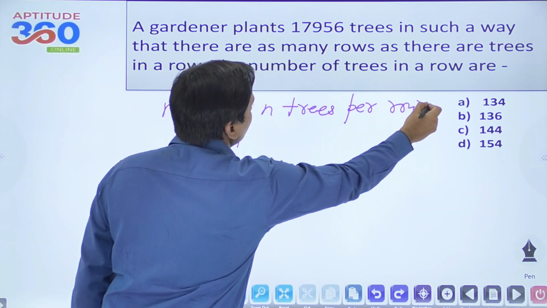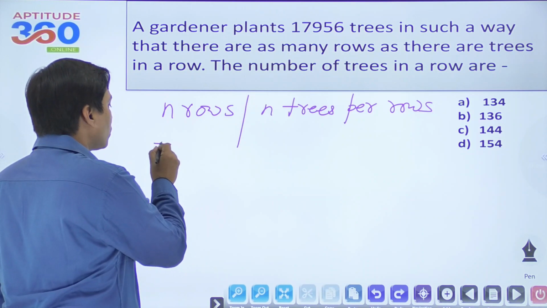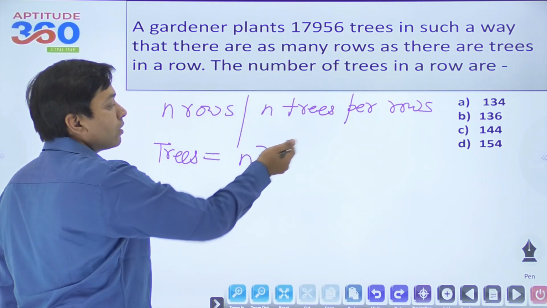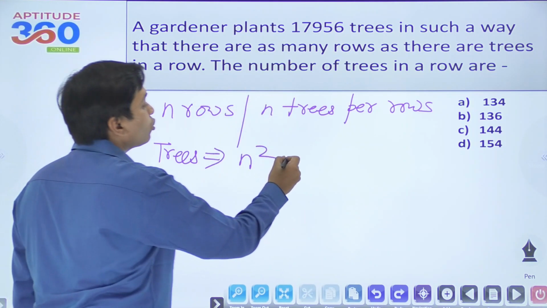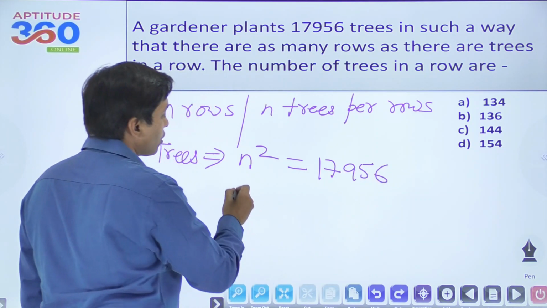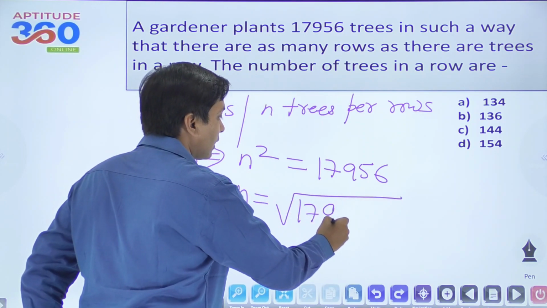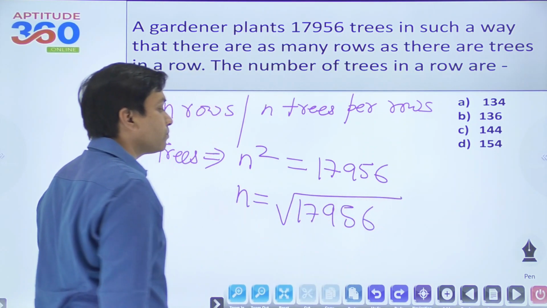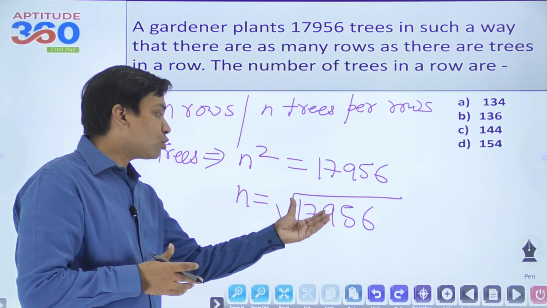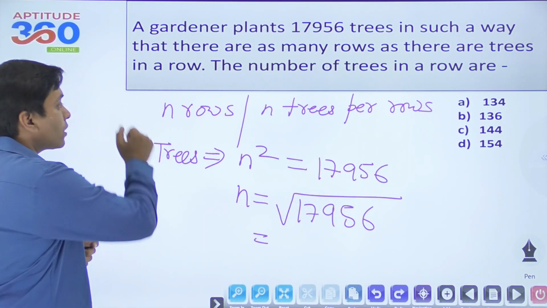How do we do that? So the total number of trees will be n square, and that is given in this problem as 17956. So what is going to be the value of n? The value of n is going to be the square root of 17956. So this question is pretty simple. You have to find out the square root of 17956. And how do you do that? So let us figure it out over here.